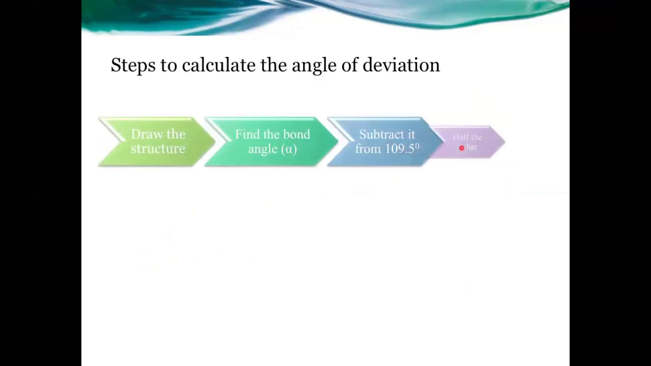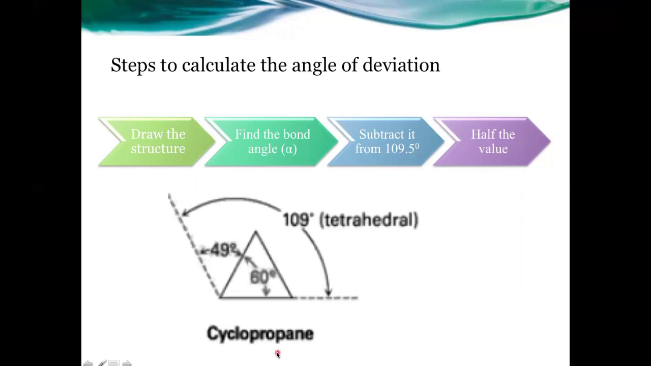Now I'm coming to the next point, how to calculate the angle of deviation. The first step is that you have to draw the structure. The next step is you have to find the bond angle, subtract it from 109.5 degrees, and then halve the value. For example, if I consider cyclopropane, its bond angle is about 60 degrees. If I subtract 60 from the ideal 109.5, I will get 49.5 degrees.